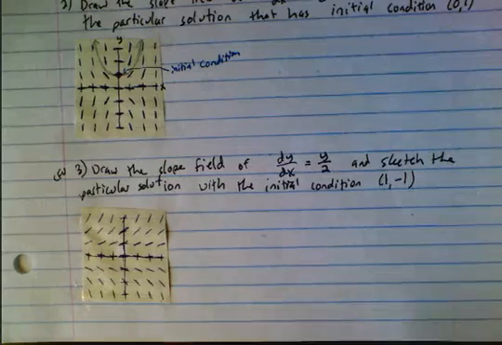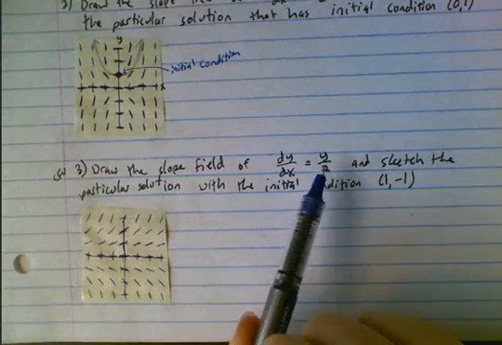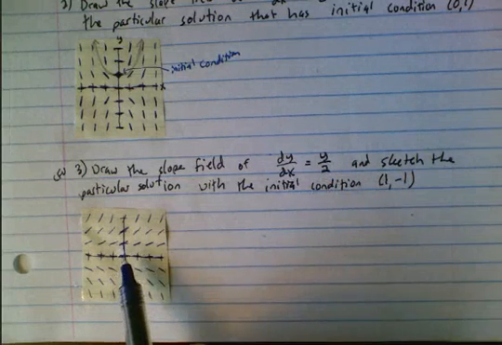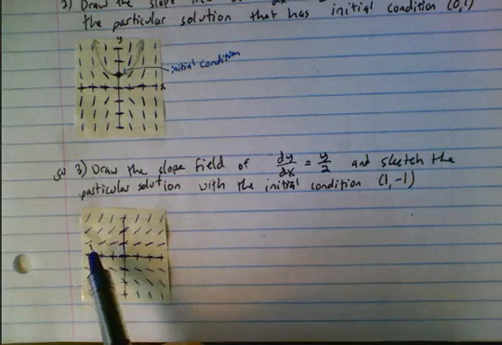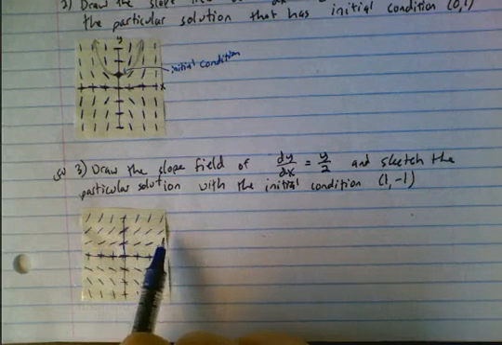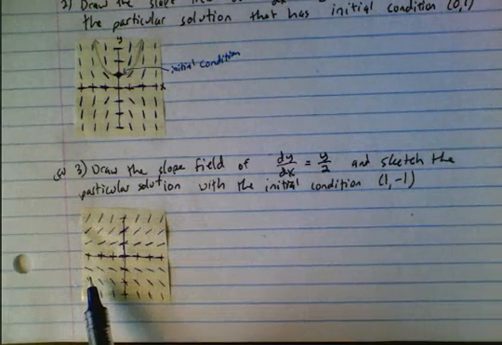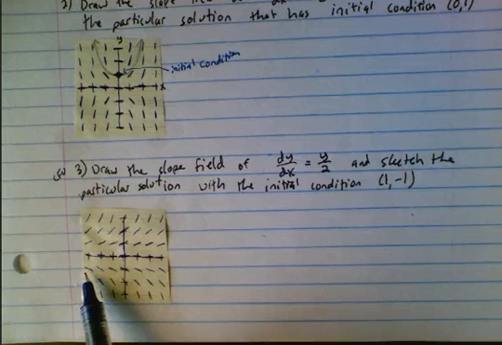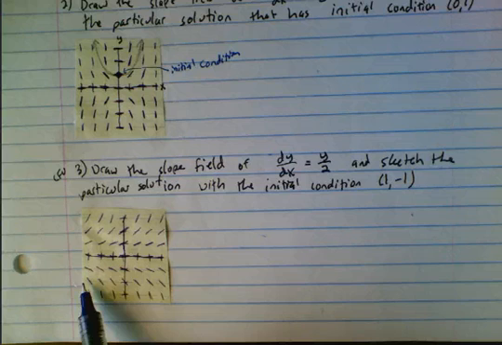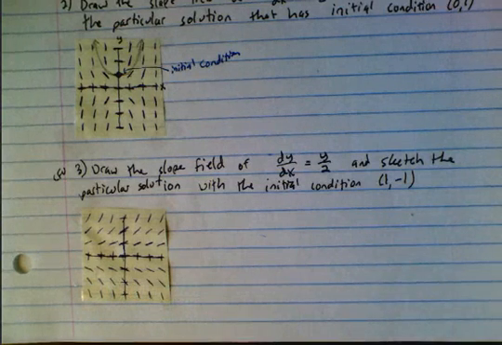Okay, here's what I get for the slope field. Notice that every point that has the same y value is going to have the same slope because there's only y in the equation. So 0 divided by 2 is 0, 1 divided by 2 is 1/2, 2 divided by 2 is 1, and 3 divided by 2 is 1.5. Whereas over here, -1 divided by 2 is -1/2, -2 divided by 2 is -1, -3 divided by 2 is -1.5.